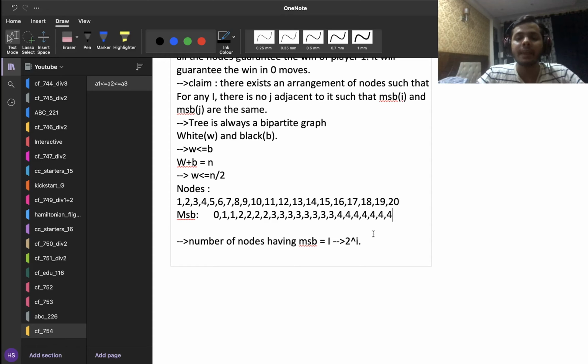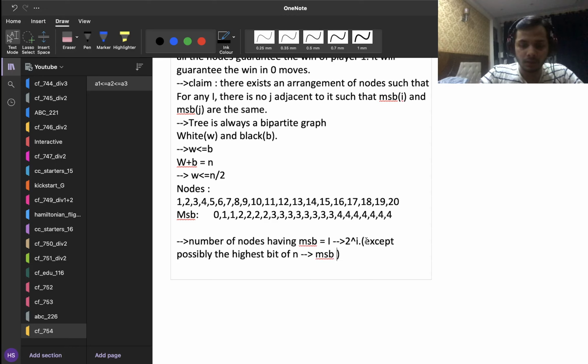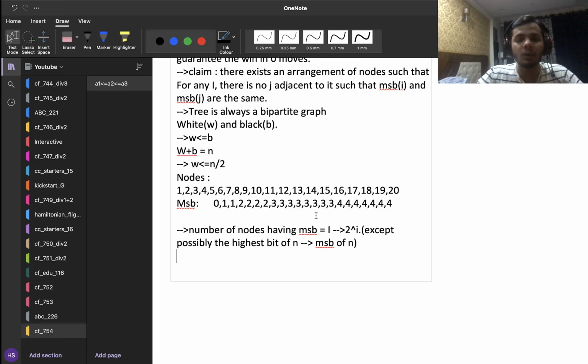That is why, except possibly the last bit, that is, except possibly the highest bit of n, which is nothing but the MSB of n, right? So except possibly for the MSB of n, I know that for all the other values of I, the number of nodes having MSB equal to I is 2 raised to the power I. Okay, so with this done, now let's come back to the observation which we made earlier, that is that W is less than or equal to n by 2.